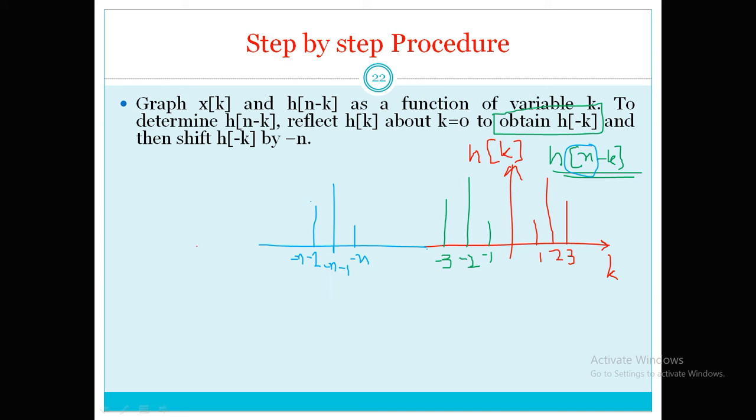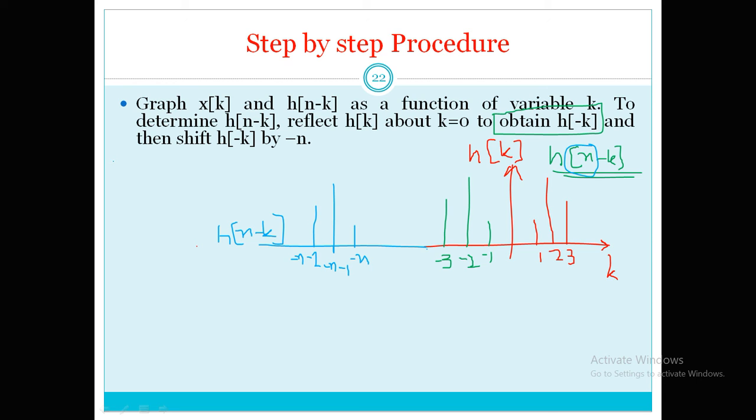Now this is my signal. So now I can call this signal my h of n minus k signal. This signal is the h of n minus k signal. So in this way we need to proceed. I request everyone to please follow this part.